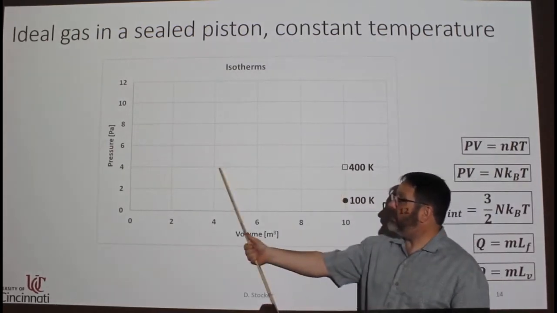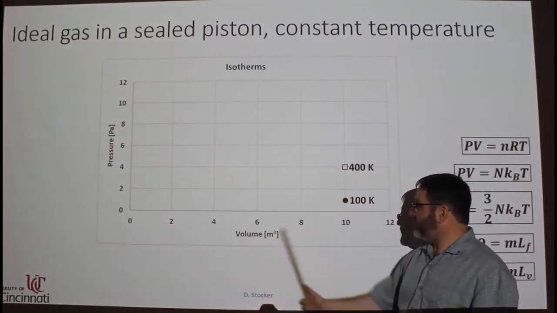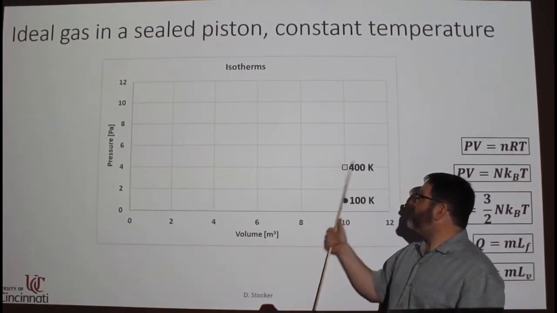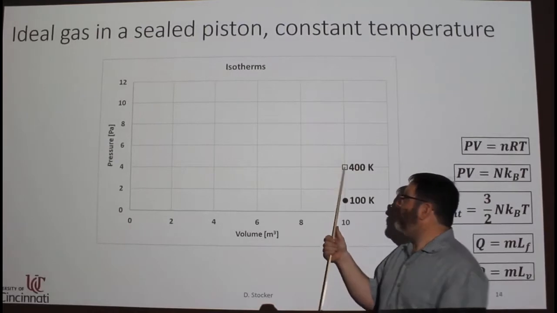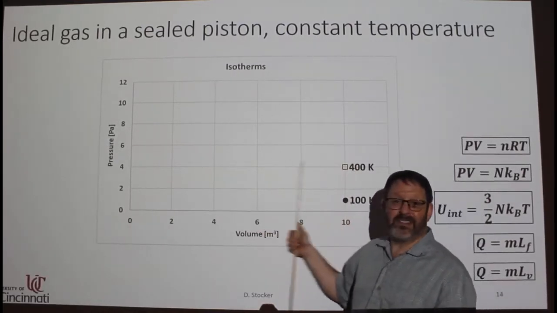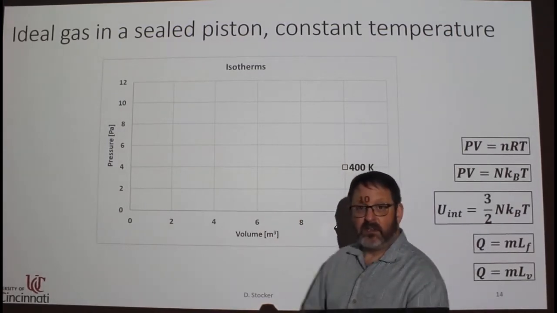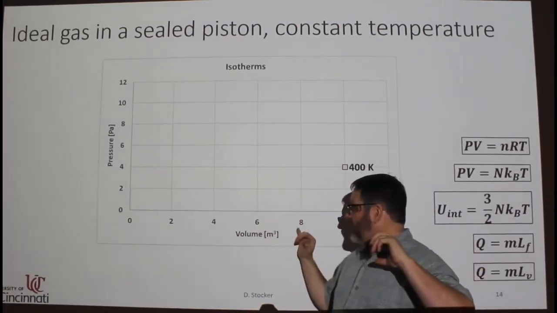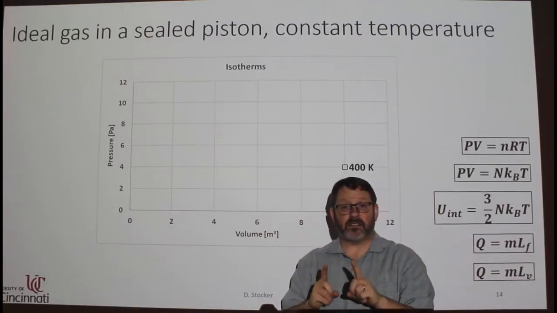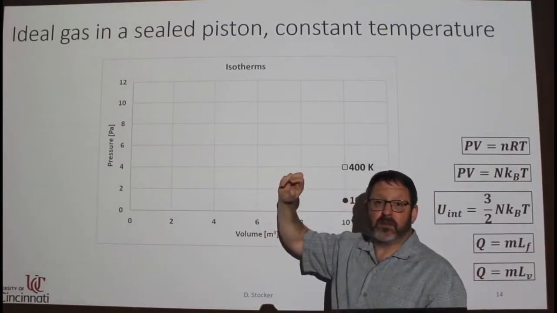Suppose we have, at this pressure of 4 pascals and a volume of 10 cubic meters, a gas at a temperature of 400 Kelvin. What will happen if we move, like decreasing the volume? So taking our 10 cubic meters and compressing it, but keeping temperature constant. What will happen to the pressure?